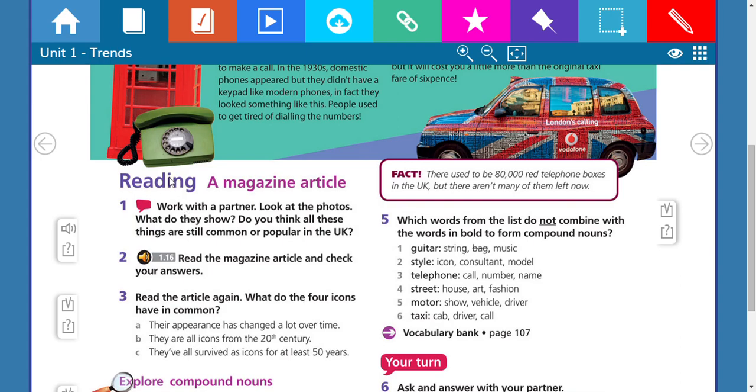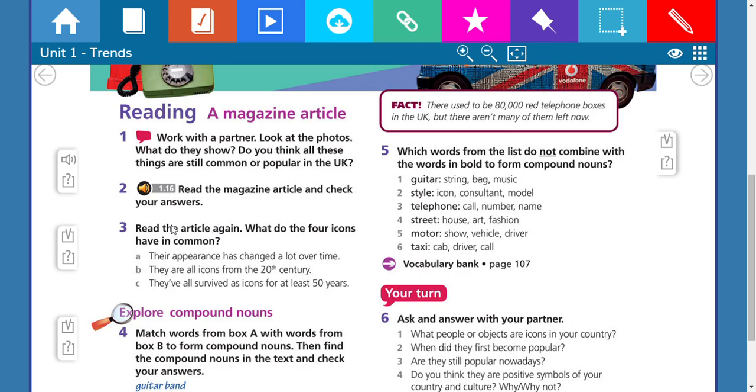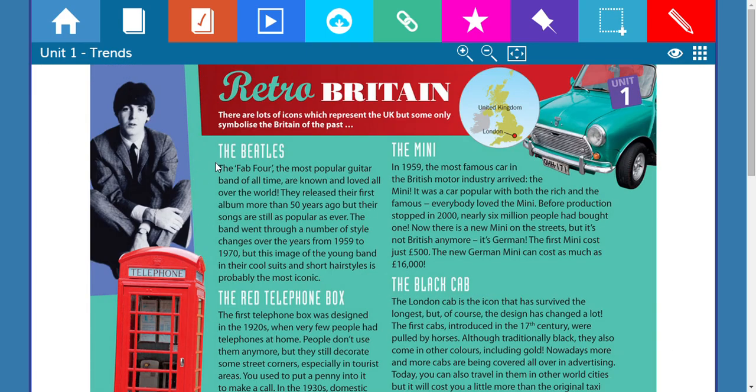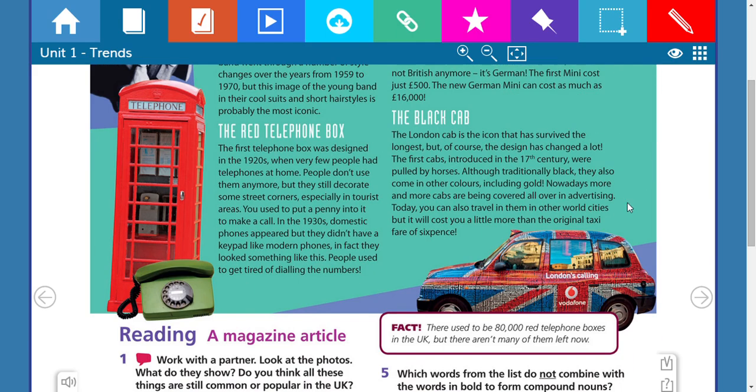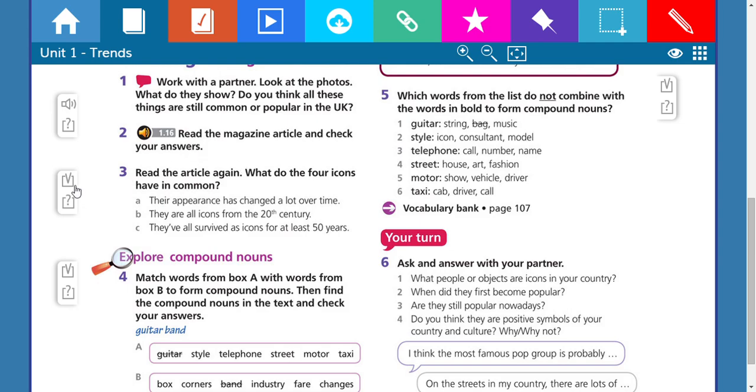Here I have some activities. Reading a magazine article. So, that is what you've done. No? You read the article. Read the magazine article and check your answers. No? Here, I have to answer the questions I told you about the Beatles, no? About this person, about the red telephone box, about the Mini, and about the black cab. So there's no problem. Let's continue with number 3.